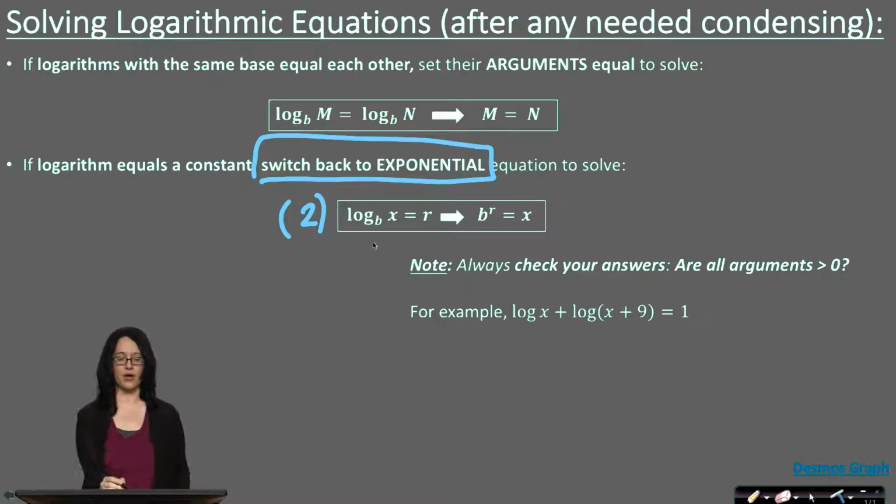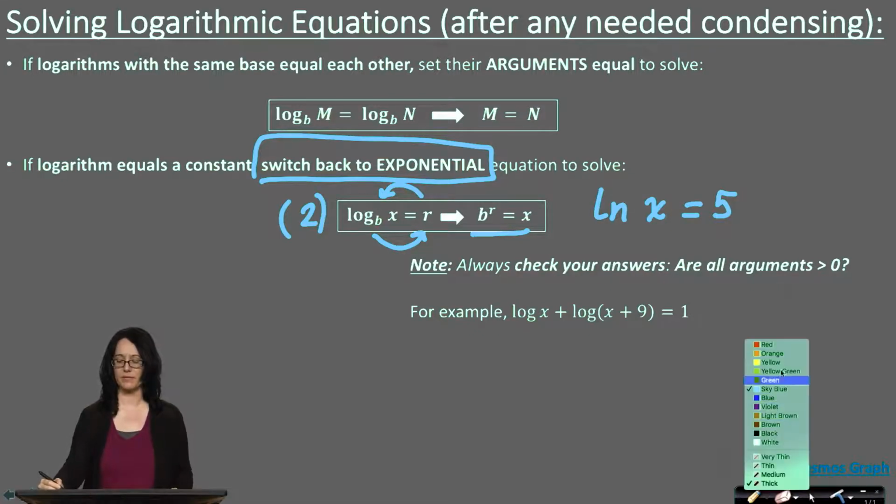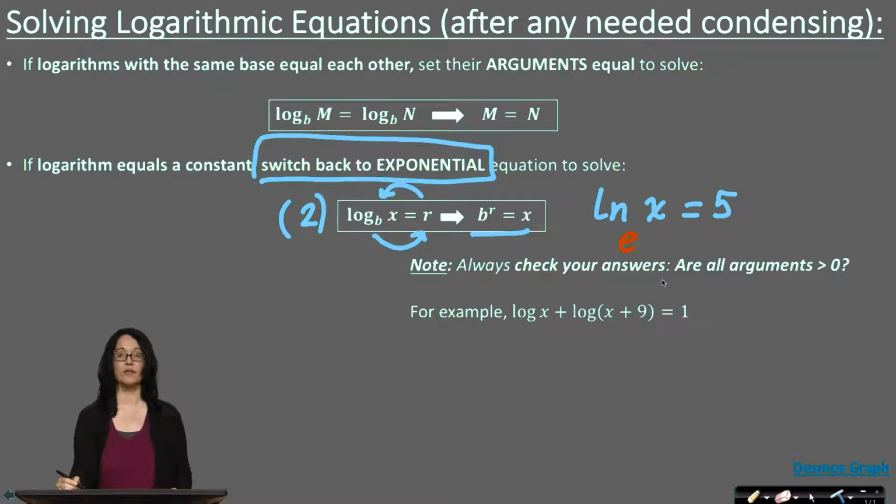So in this case, you see log base b of x equals some number r. We can switch back to exponential by taking our base to the number on the other side as our power and setting that equal to our argument. In this case, b to the r would equal x. For example, suppose I had the natural log of x equaling 5. This is saying the natural log of x equals 5. Well, what's the implied base? That's right, it is e. So in order to find x in this case, I would take e to the 5th power and make it equal x. So I would say x equals e to the 5th power.